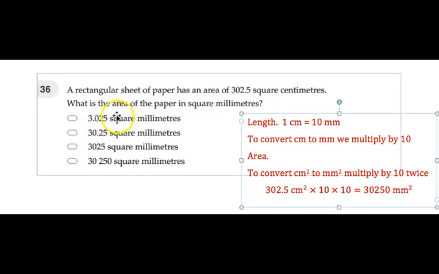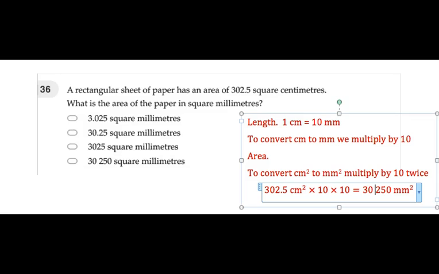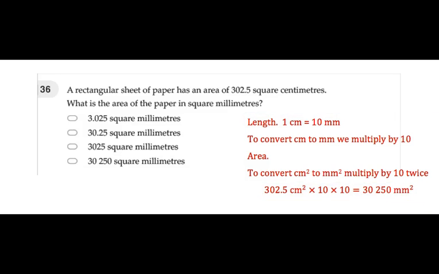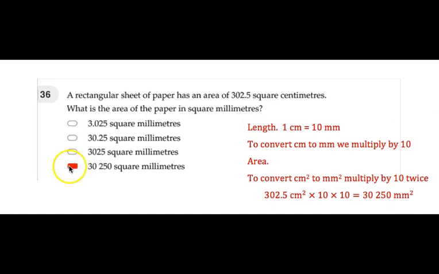So normally, if I'm converting from centimetres to millimetres, I'll multiply by 10. So I do 302.5 times 10, but I'm converting centimetres squared to millimetres squared, so I'll multiply by 10 twice. So I go times 10 and times 10, and that gives me 30,250 square millimetres, or millimetres squared. Okay, which is that last bubble there.